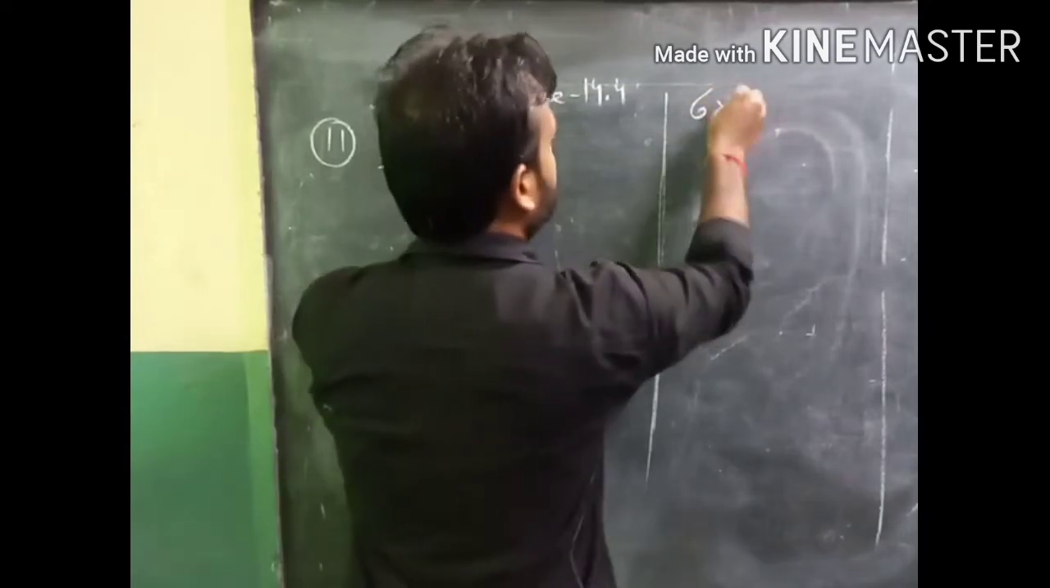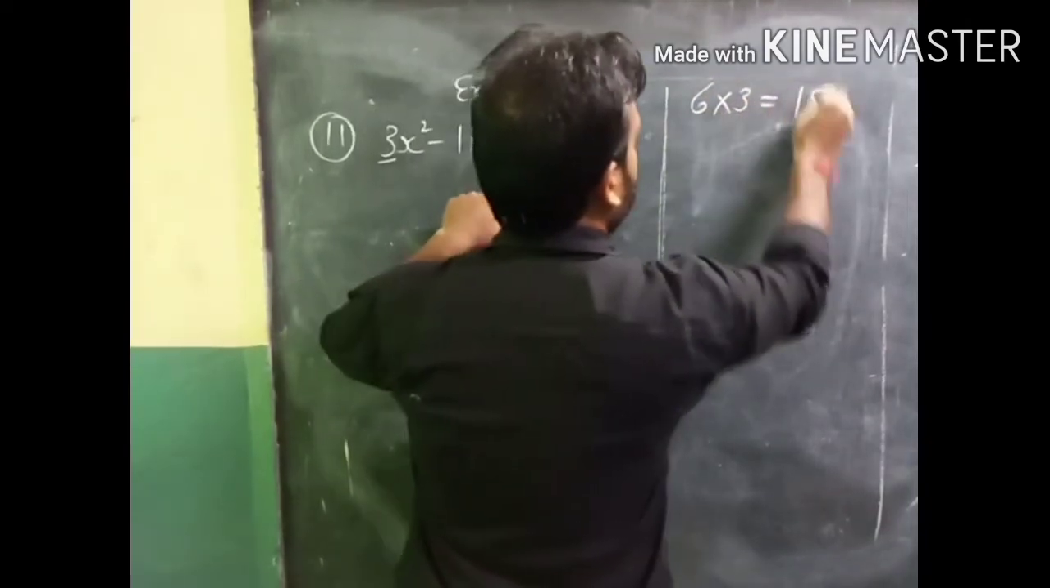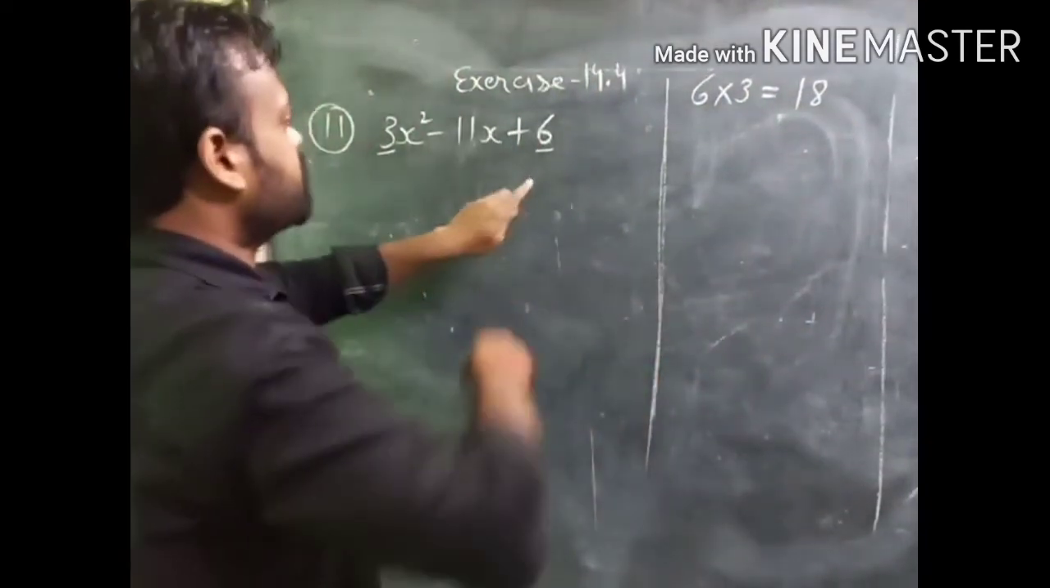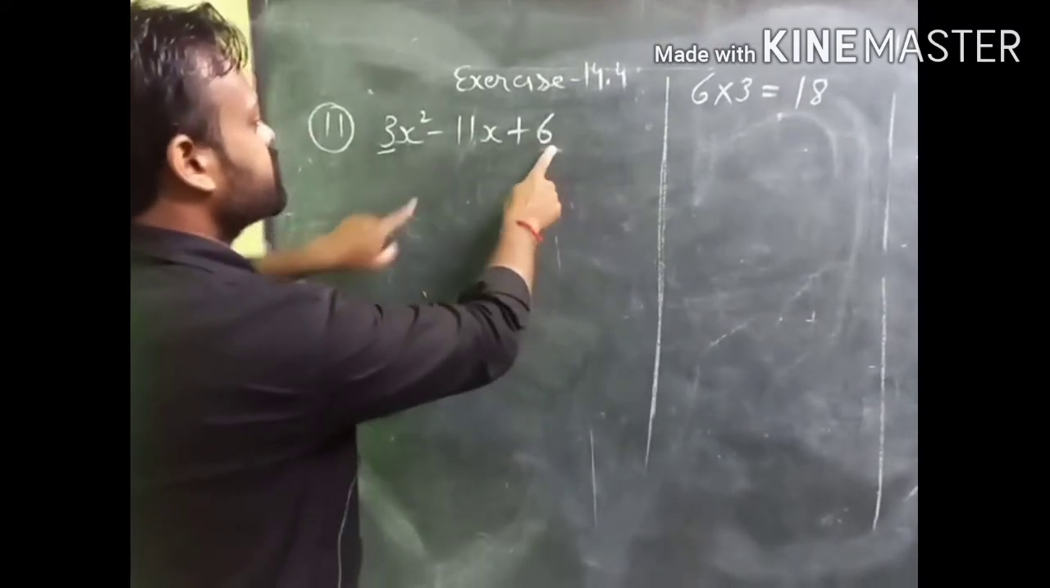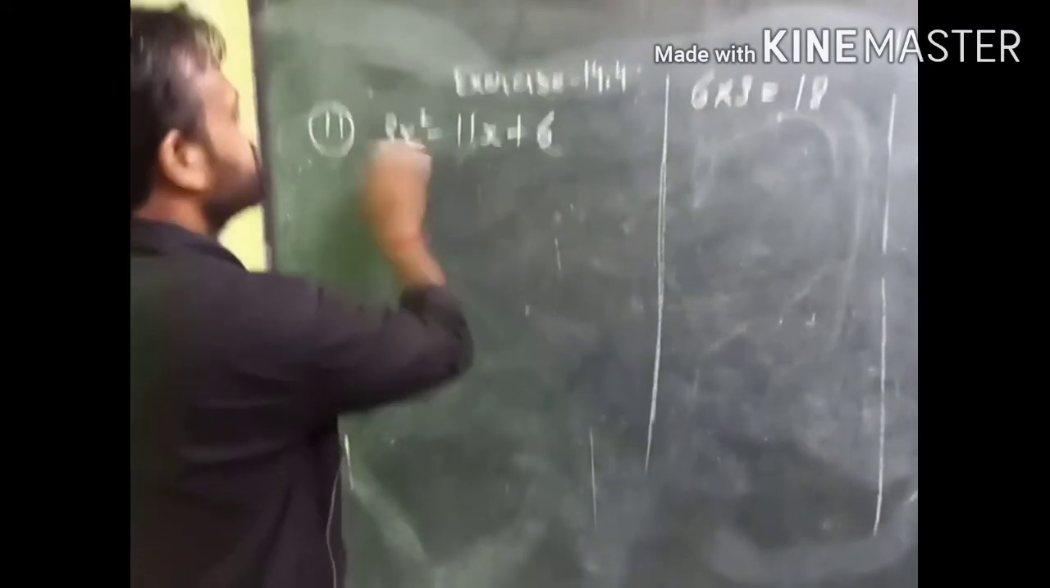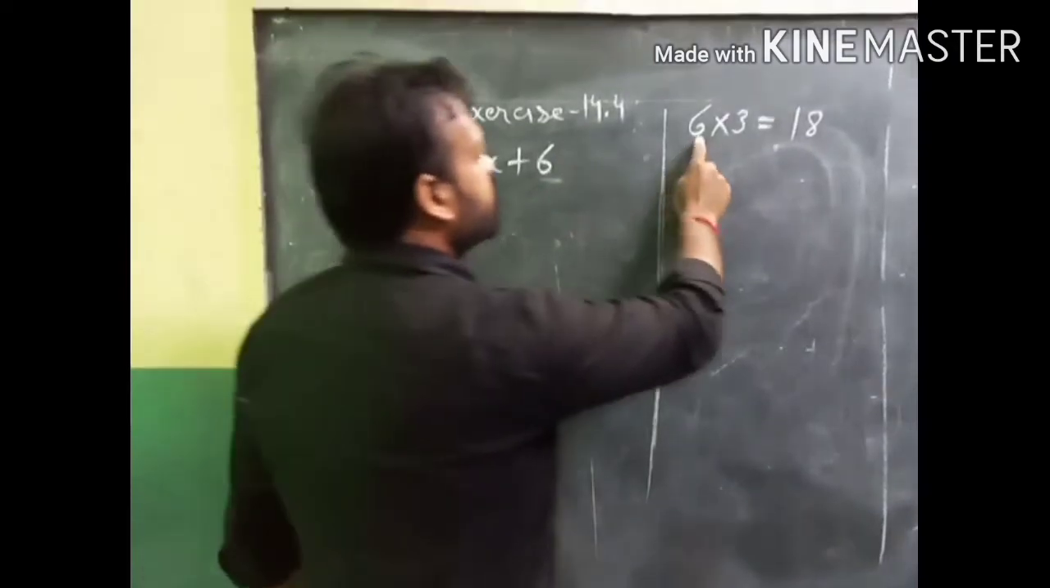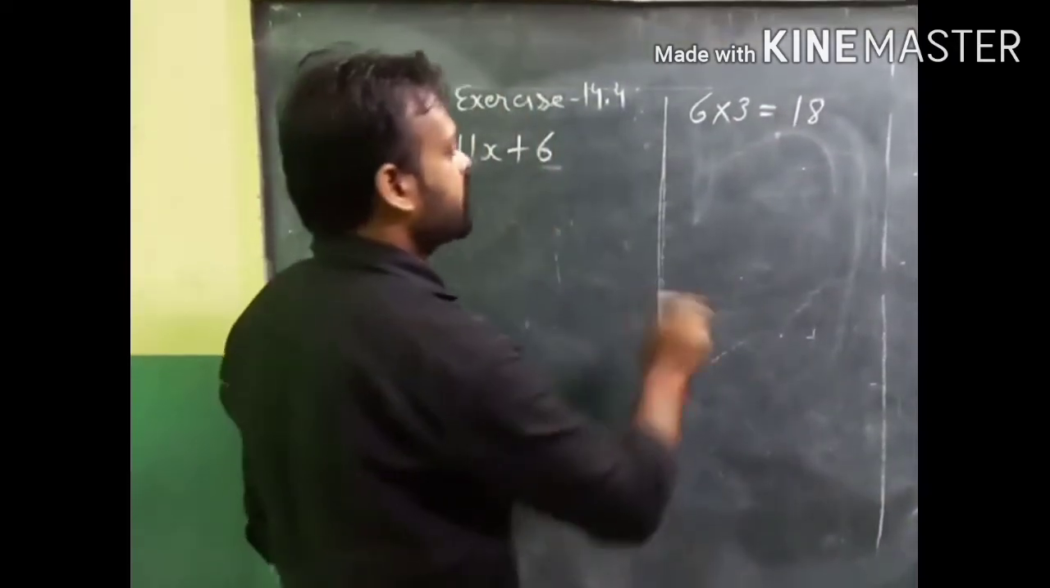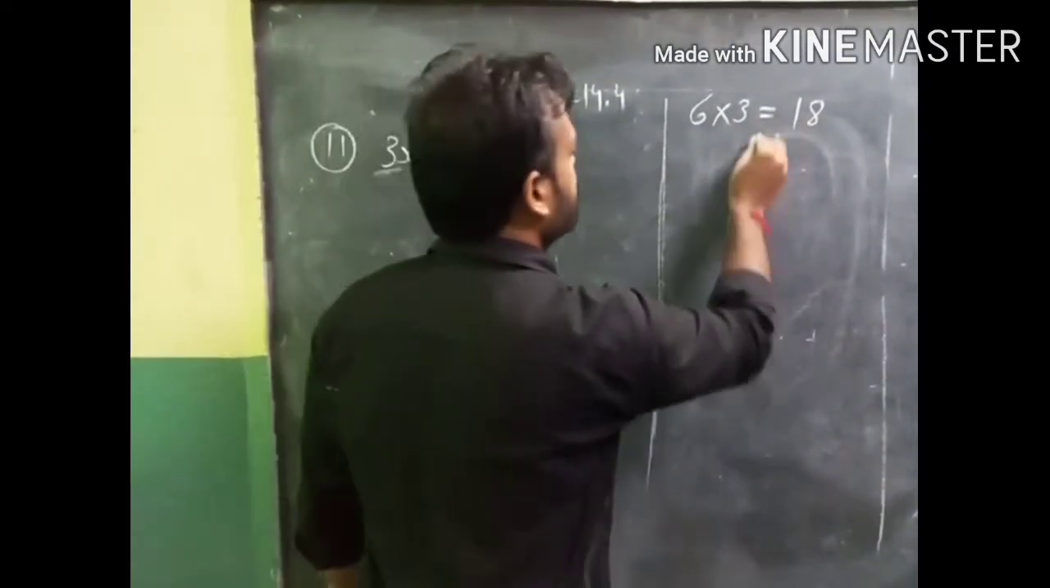Now you can see here 6 into 3, 6 is 18. So in this way we have to start this sum. First of all we have to multiply this 6 with the numerical value of this x square. So here you can see 6 into 3 is 18. So now you have to do the factors of this 18.